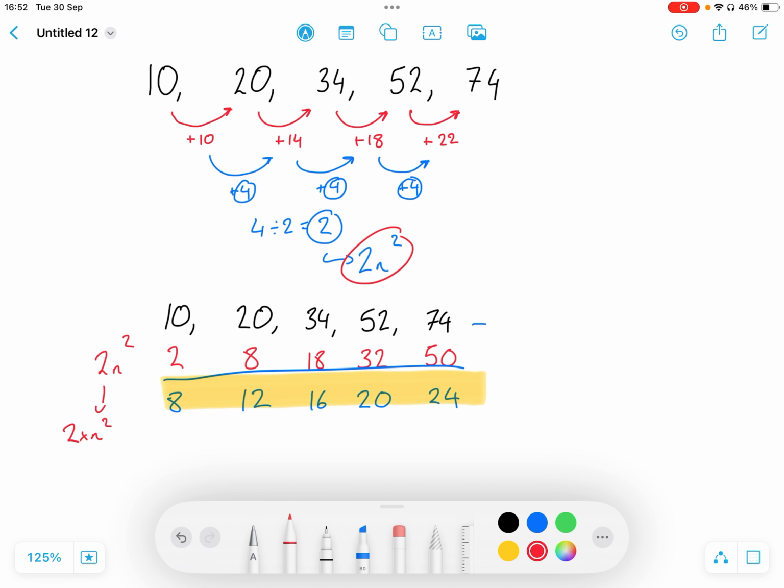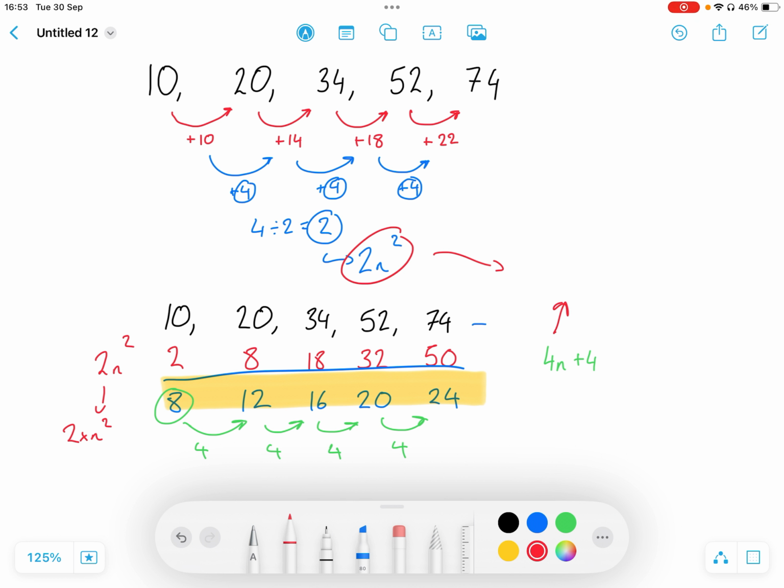Well, what am I going up by? I'm going up by 4, every time. So then it must be 4n, but that means I'm in a version of the 4 times table. My sequence starts on 8, so I've shifted up by 4, because of the 8 here. 4n plus 4. So my final step is that I'm going to bring everything together.